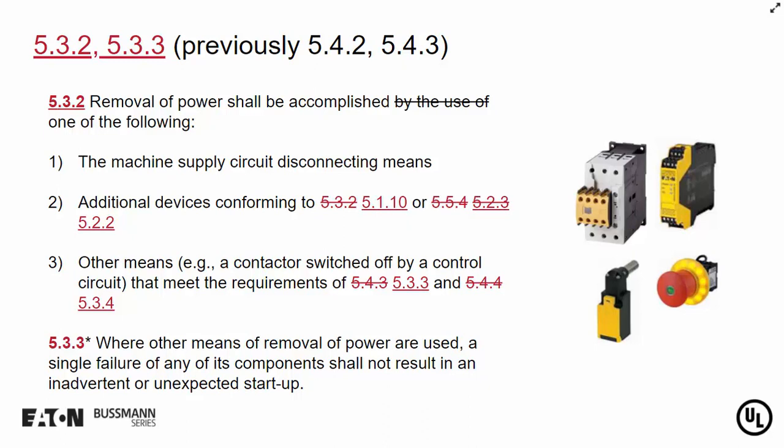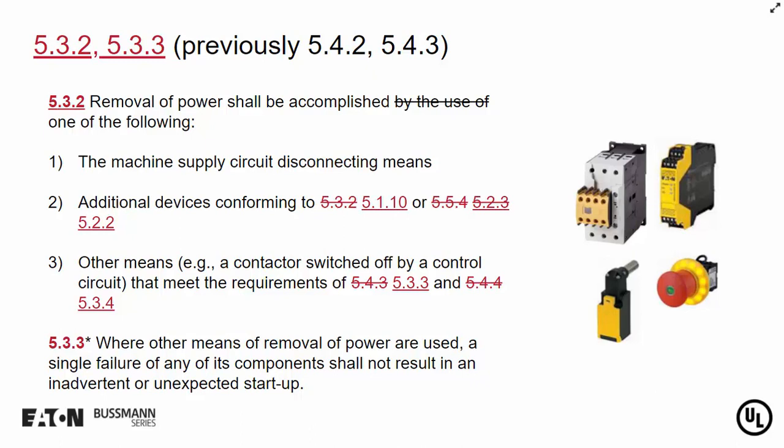So what do we allow with regards to the means for removal of power? Well, in 5.3.2 and 5.3.3, we basically identify what is acceptable. And of course, the machine supply circuit disconnecting means is the obvious choice and probably the most common choice. But we can certainly use other devices. As you see in item number 2, there are additional devices conforming to 5.1.10.